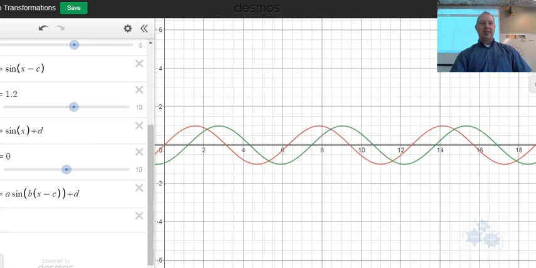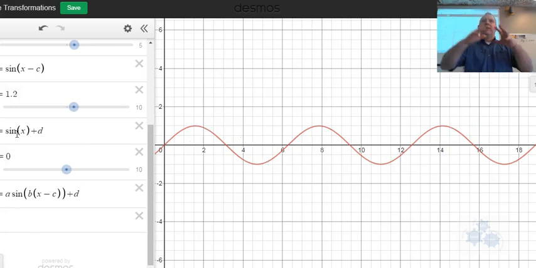Finally, D. Now this is going to be easy. D is going to be easy. Okay, so D, look at this. D is outside of the sine function. A is multiplied by the sine. B is multiplied by the x. C is inside the sine again with the x. D is totally outside. So if I move, let's light this up here now.